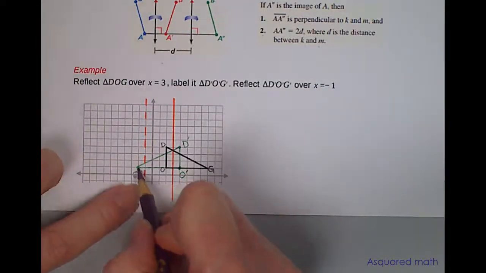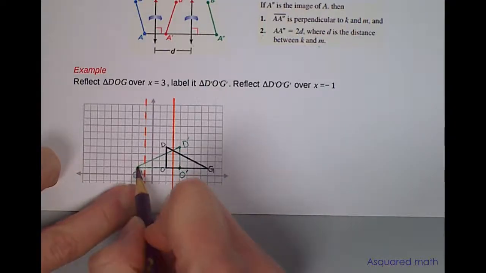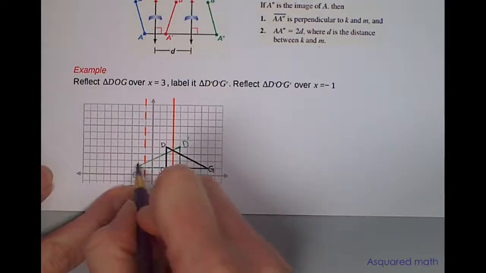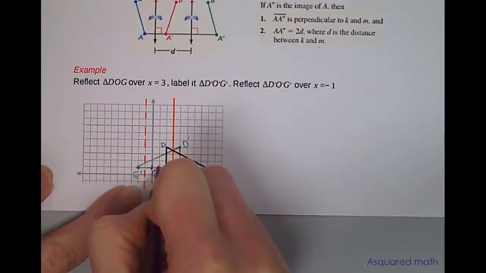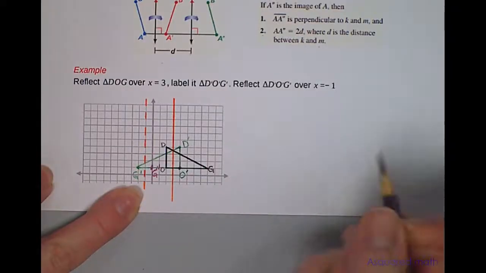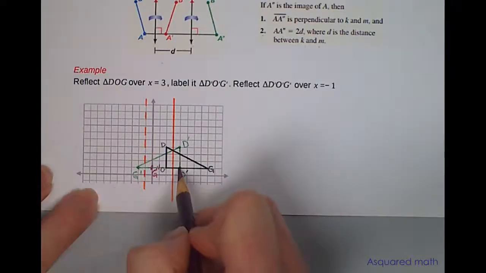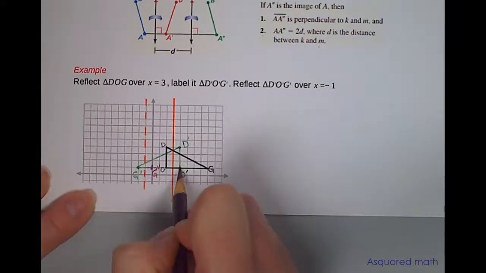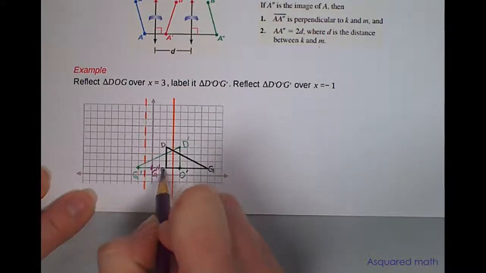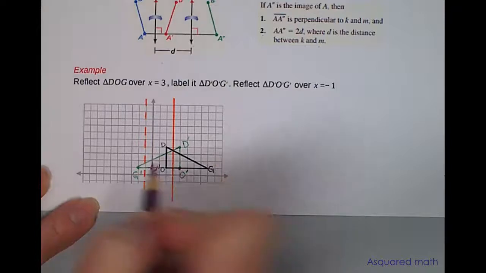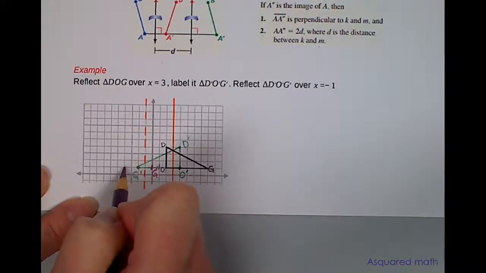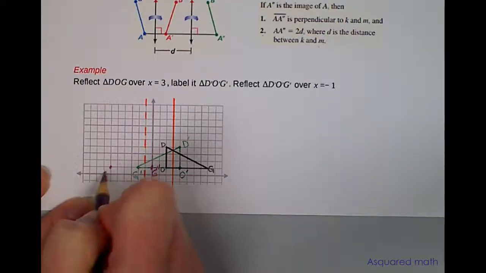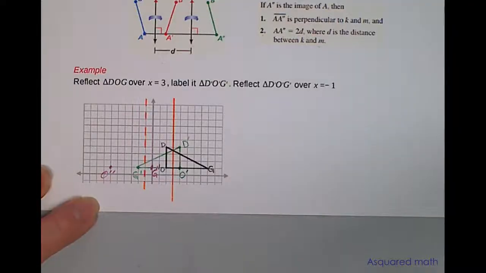I'm going to start with G prime. G prime is 1 unit to the left of our line of reflection, so the reflected point will be 1 unit to the right of that line of reflection, and this will be G double prime. O prime is located on the right, and it is 1, 2, 3, 4, 5 units to the right. We need to go 1, 2, 3, 4, 5 units to the left, and there is O double prime.